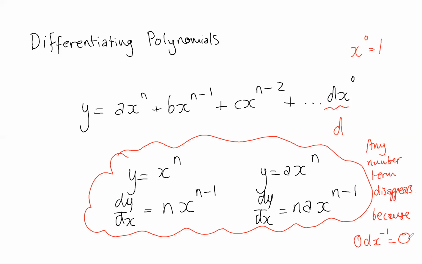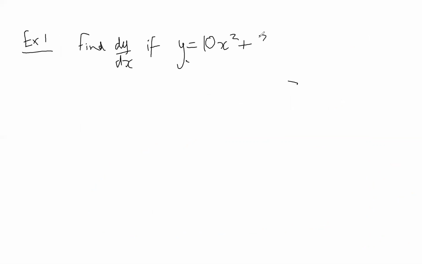Okay, so example 1. Okay, find dy by dx if y equals 10x squared plus 3x plus 4, sorry, just plus 4. Okay, we just write it like that. Okay, so I'm going to do one thing here, but I'm not going to do it in the rest of them. So that x is really a 1, and that really has x to the 0.